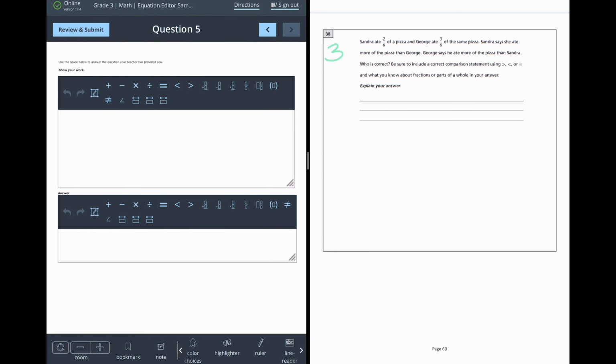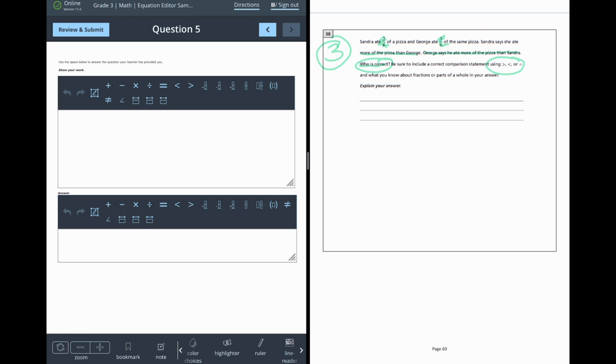And this is a 3-pointer. Sandra ate 2/6 of a pizza. George ate 3/6 of a pizza. Sandra says she ate more pizza than George. George says he ate more than Sandra. Who is correct? I have to say who's right, and I have to use these symbols to explain it and to show what I know about fractions. So I have to do a lot in this problem.